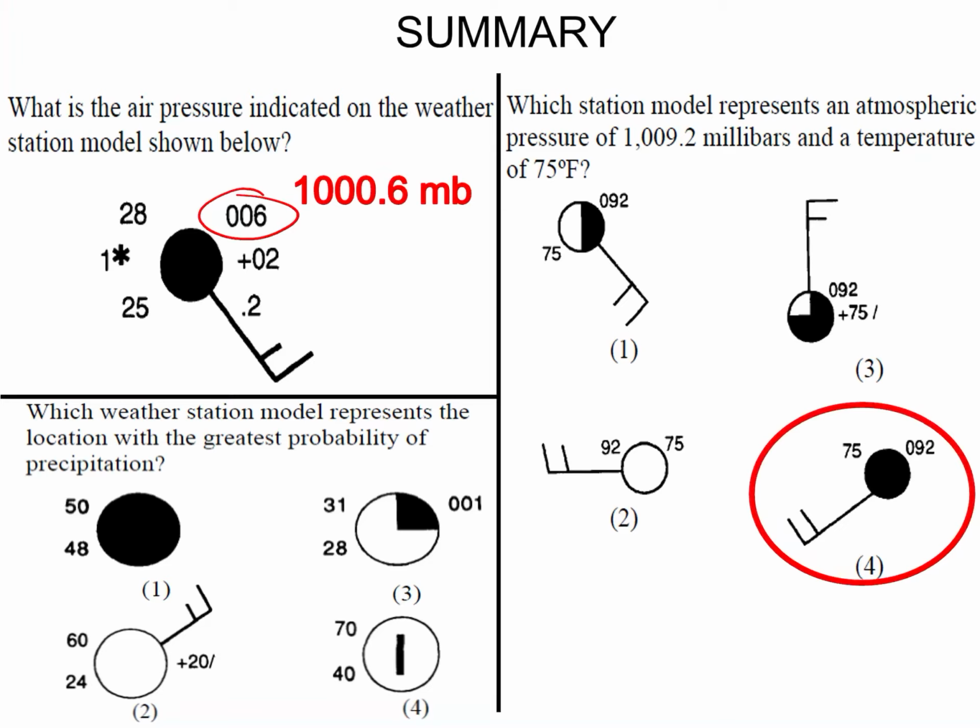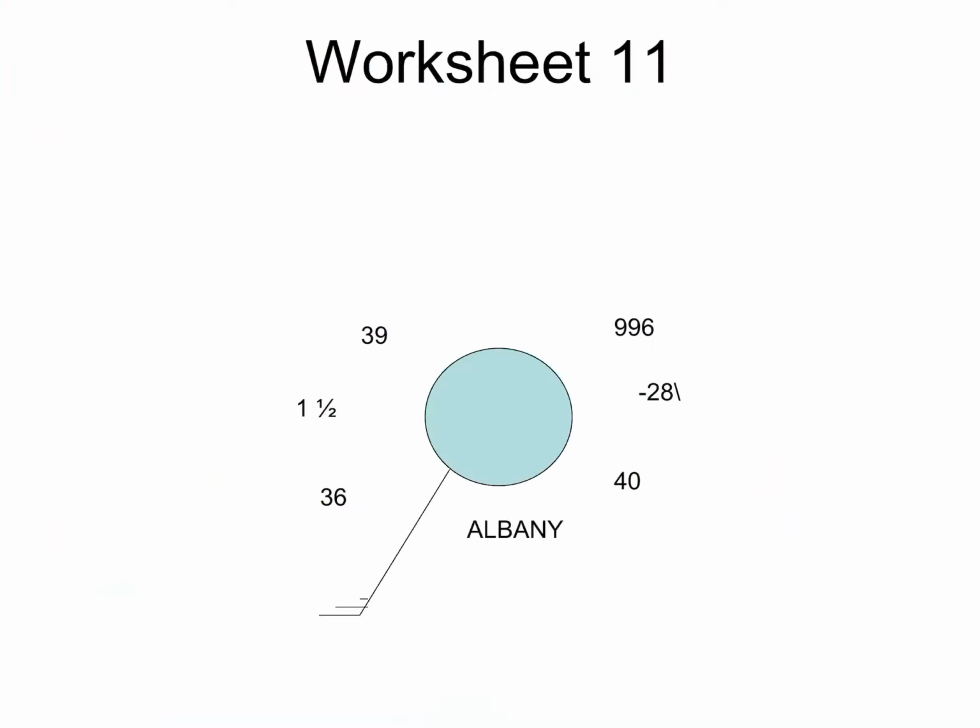That's going to be, oh, I went out of order. Crap. That's what I was talking about. 1. And then this one, which weather station model represents the pressure of this? So this you would have to convert. So 092 would be the pressure, and the temperature would be 75. And just make sure that they're in the right spots. So that would be 4.